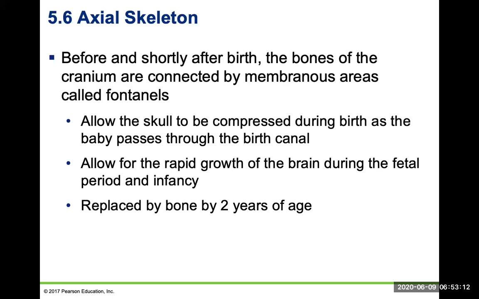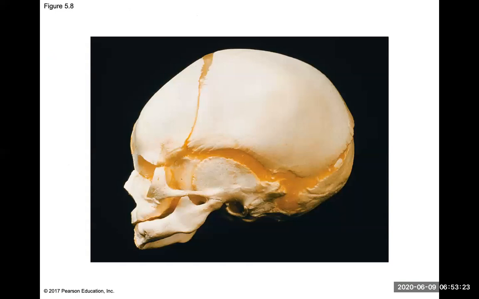So the skull bones instead leave room for the brain to grow until it stops growing, and then the skull bones will fuse, usually by 1 or 2 years of age. And this is a look at an infant skull, and you can see the spaces between the skull bones, which are called fontanelles or soft spots.